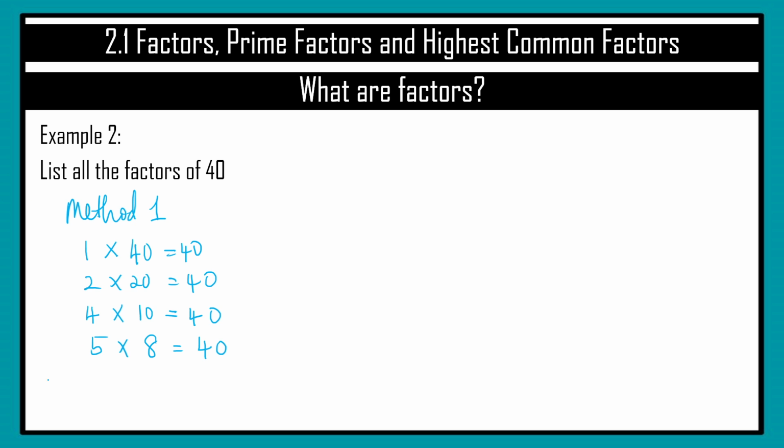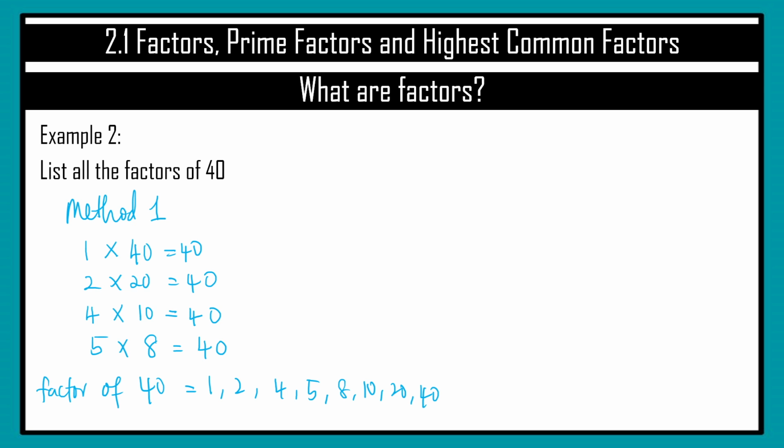So the factors of 40 will be, listed in ascending order, 1, 2, 4, 5, 8, 10, 20, and 40. This is the first method.